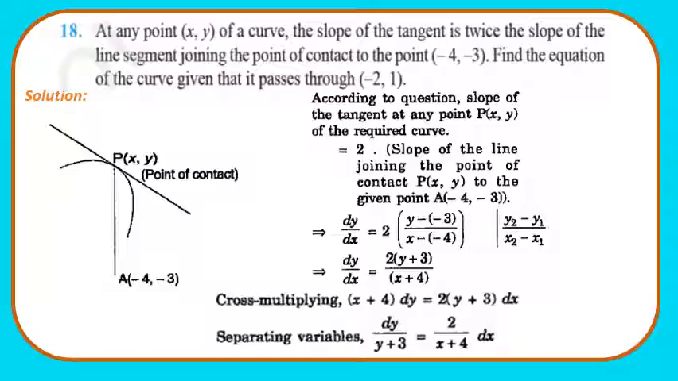We have to find the equation of the curve that passes through (-2, 1). Now the question says the slope of the tangent is equal to 2 times the slope of the line joining P, that is (x, y), and the point A, that is (-4, -3). So we get dy/dx = 2 times this, using the formula for slope, y2 - y1 upon x2 - x1. On simplifying, we get dy/dx = 2(y + 3)/(x + 4). So separating the variables, we get dy/(y + 3) = 2/(x + 4) dx.